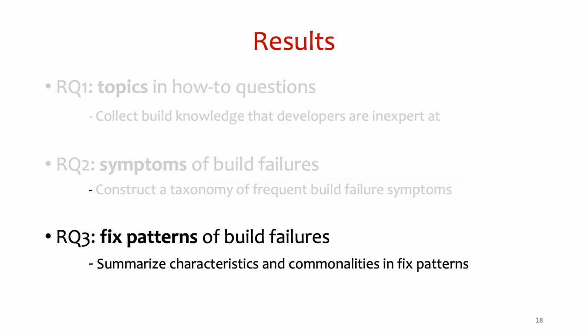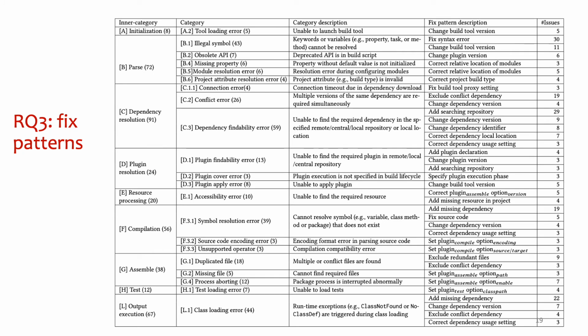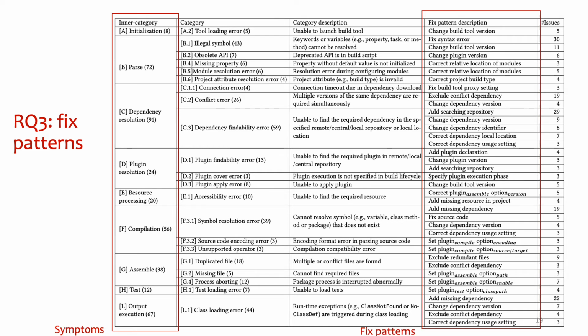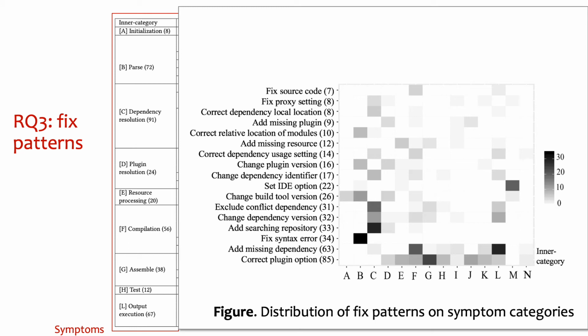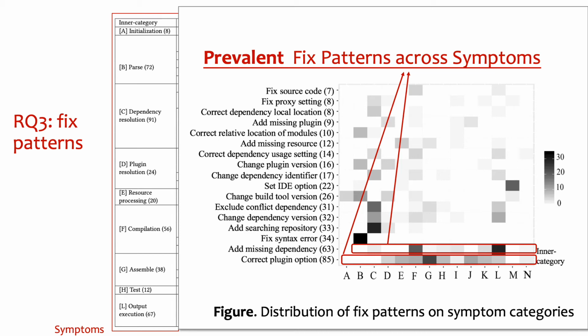As for the last RQ, on fix patterns, to capture how developers fix different types of build issues, for each symptom category, we summarize their fix patterns. We then use this heat map figure to show the frequency of each fix pattern on each symptom category. Here, the x-axis represents different symptom categories, and the y-axis shows different fix patterns following their total frequency. In each cell, the darker it is, the higher its frequency. From the figure, we can find that there are prevalent patterns that can fix multiple symptom categories.